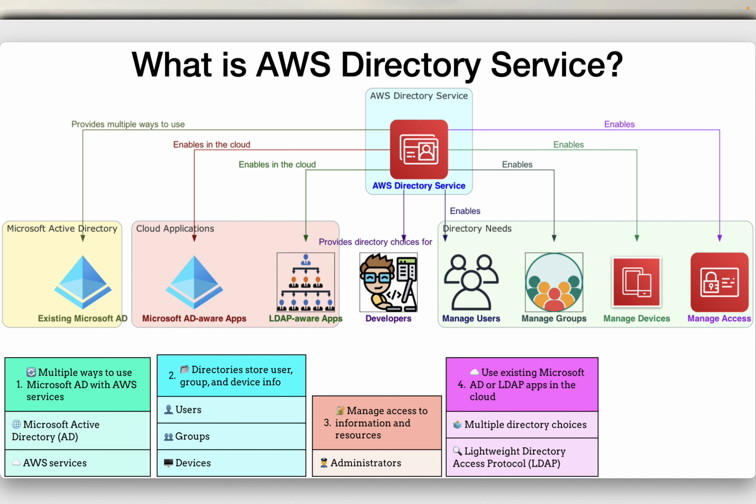AWS Directory Service provides multiple directory choices for customers who want to use existing Microsoft AD or Lightweight Directory Access Protocol, LDAP, aware applications in the cloud. It also offers those same choices to developers who need a directory to manage users, groups, devices, and access.